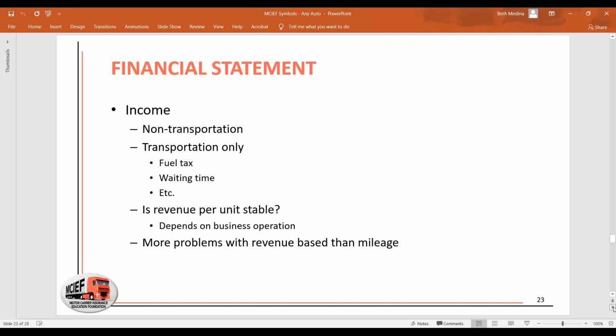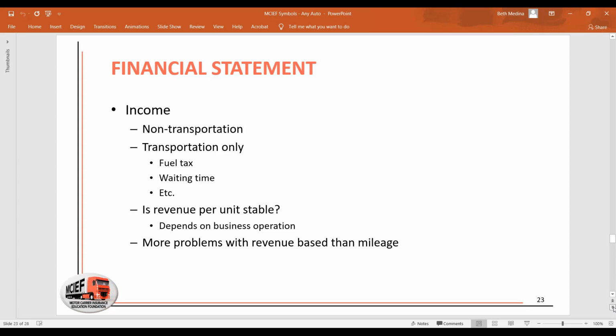We can look at the financial statement and look at the income on it, and non-transportation income, which would be brokerage or detentions, those kinds of things, fuel surcharges, depending on how they're rated here. Then you look at the transportation only. Again, that's the fuel tax and the waiting time. You have to make adjustments there. The concern you have with the financial statement is that the revenue per unit is stable, meaning does it look reasonable? Are we getting 200, 205,000? That could depend on the business operations they're having and what they're hauling. So you'd have to worry about that.